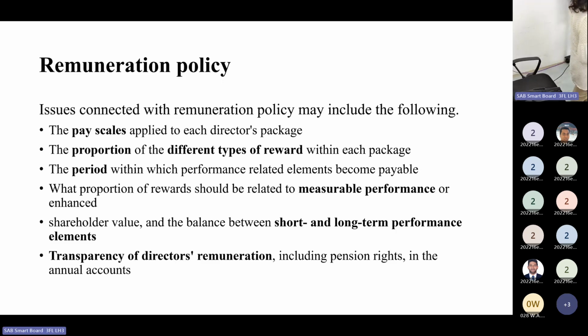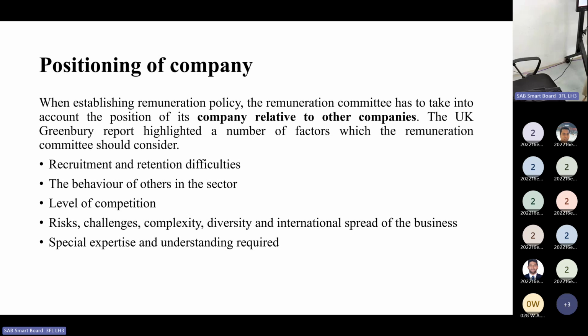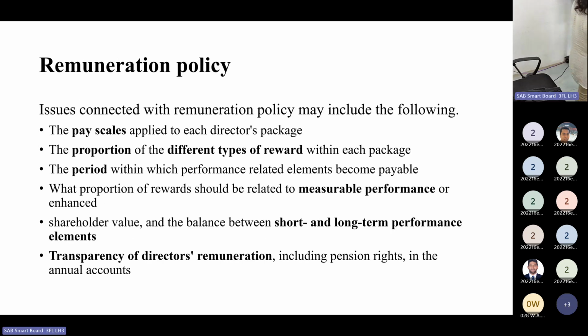So when you're deciding remuneration policy, right, there are things that you have to look at. The pay scale applied to each director's package, right? What is the pay scale for executives and non-executives? Proportion of different types of reward. So inside the package, what sort of allowances you are going to give? The period within which performance-related elements become payable, right?